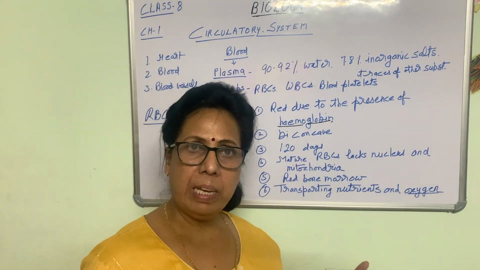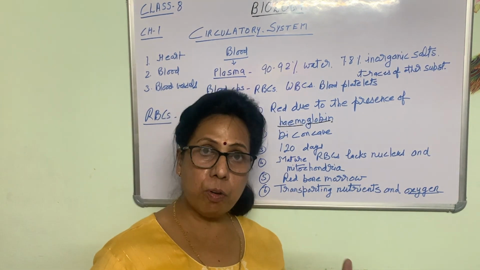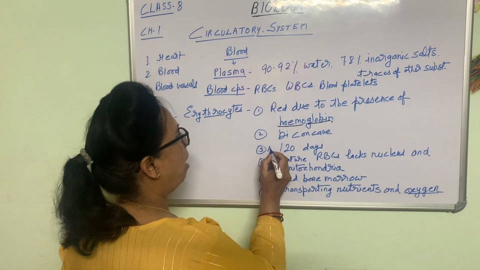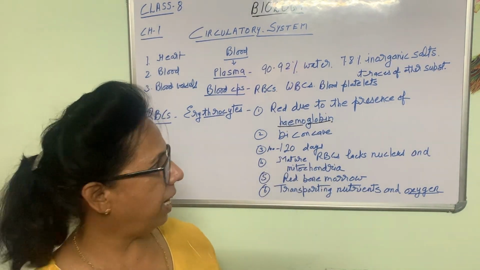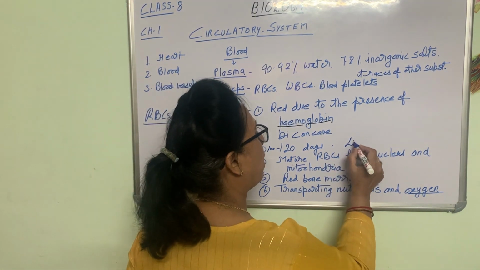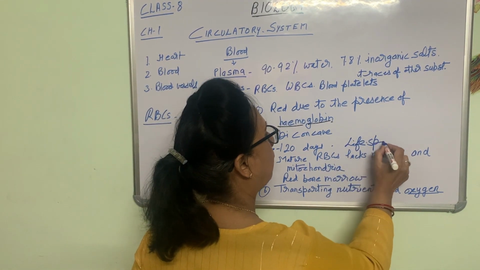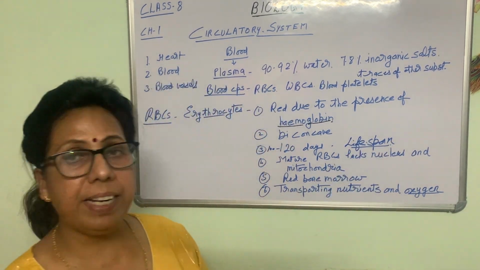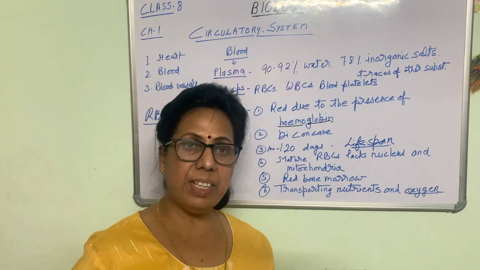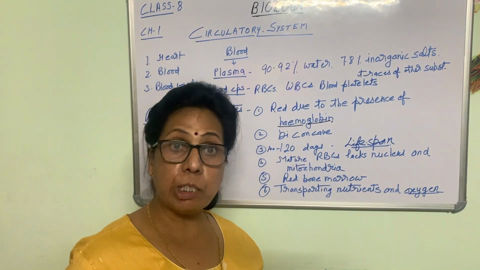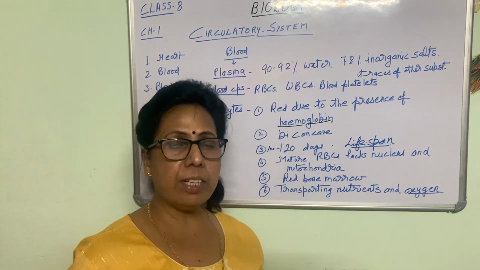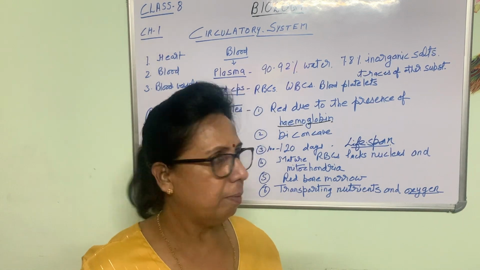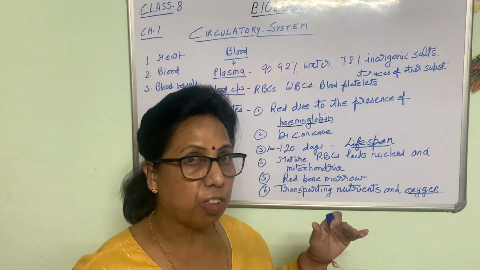They are biconcave in shape, so there is more surface area. Lifespan is 120 days, that may be 100 to 120 days, that is how long they live. And then they are destroyed. They are destroyed by the spleen and liver in your body. During destruction, iron content is used in making new RBCs. As their lifespan is only about 3 months, after 3 months they die.